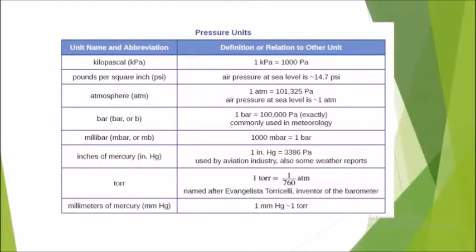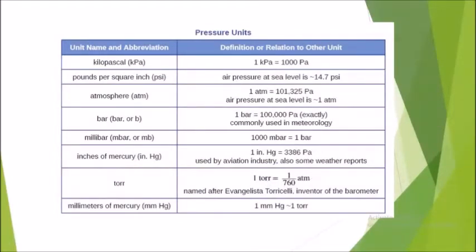Okay, 1 bar is how much? 1 bar is 100 kilo Pascal. And 1 mm Hg, or mercury, is equivalent to 1 torr. So 1 torr is also equal to 1/760 ATM. So 760 torr is 1 ATM.